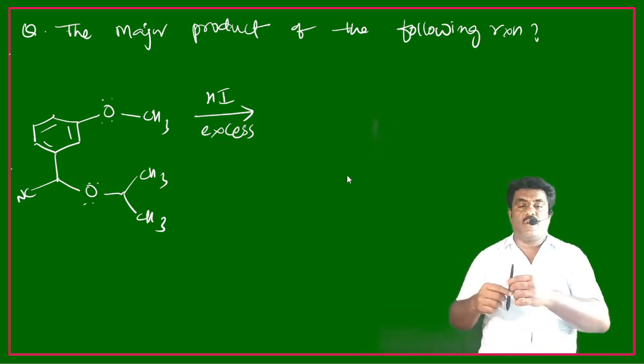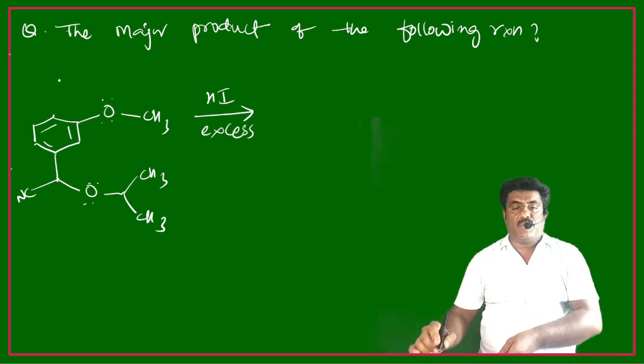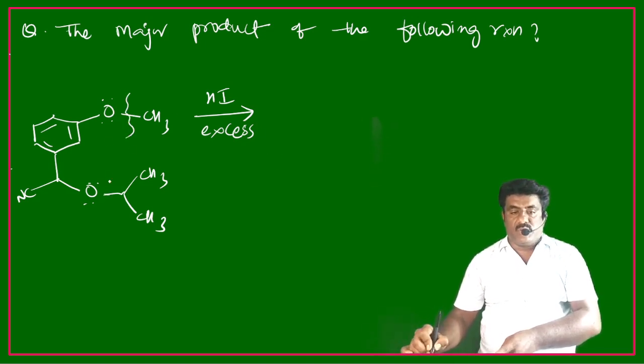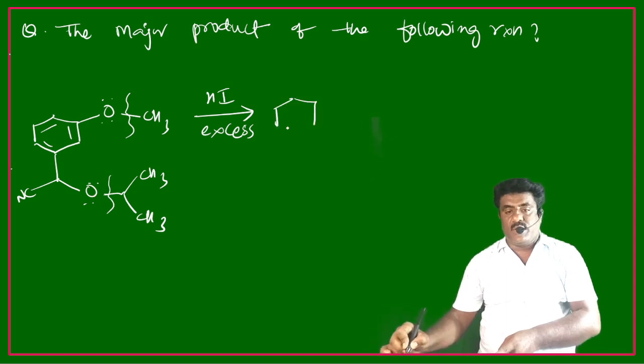Which of the following is the major product? Based on this substance, we are taking excess hydrogen iodide. What is the major product? Is it possible to break aryl carbon with oxygen? Not possible. So which is possible? This carbon-oxygen bond is possible. So I am writing the product.